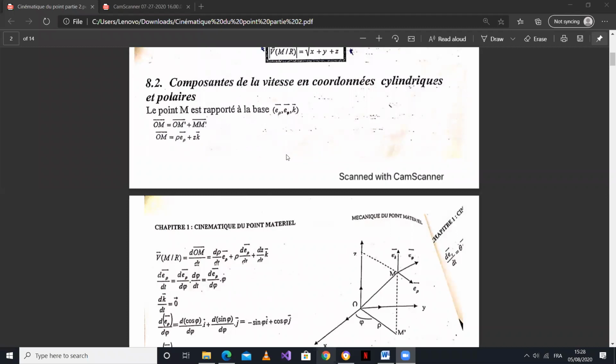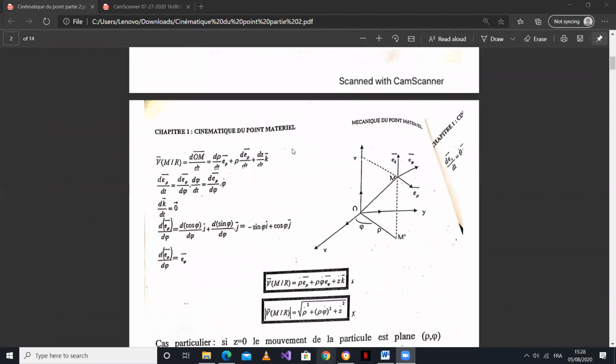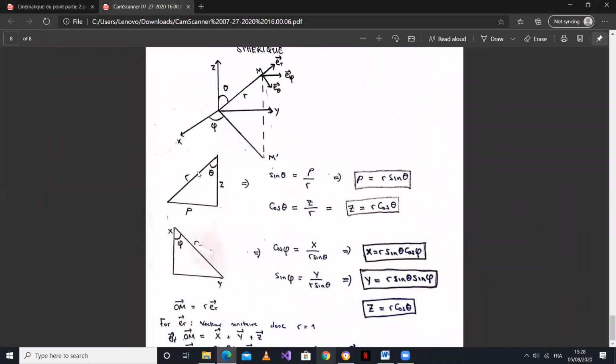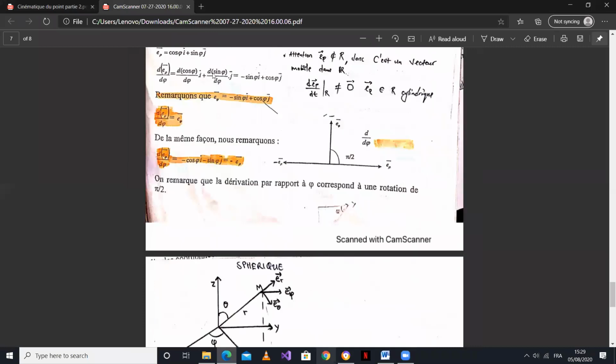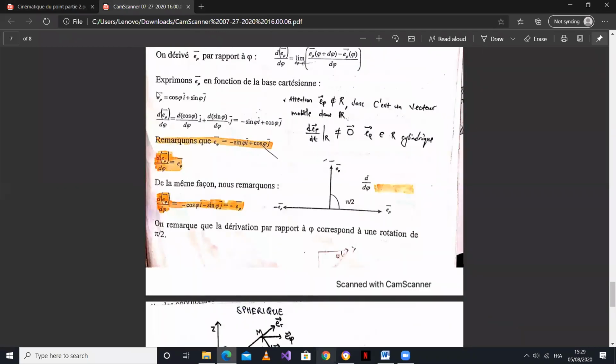Ooh la la, ladies and gentlemen, we did not revise the work. We looked at this and I explained to you guys, I said, when you derive e rho par rapport à d phi, it gives you e phi. It's there in the notes. This part should be the last part in this other PDF. We got the expression for e rho as cos phi i plus sin phi j. Then we derived it par rapport à phi. It gave us this expression, minus sin phi i plus cos phi j.